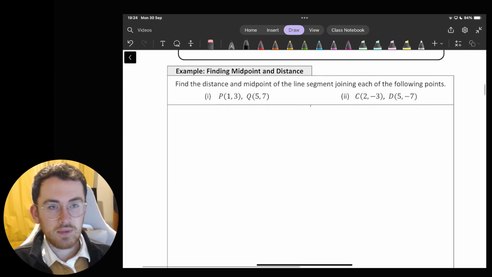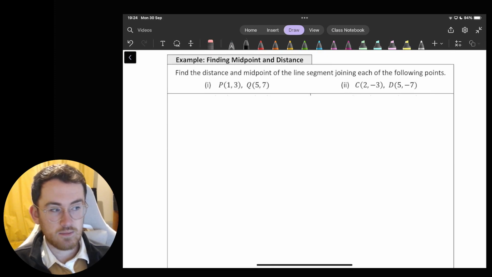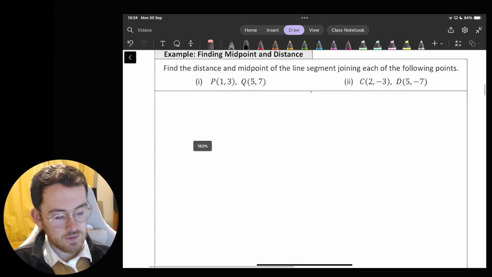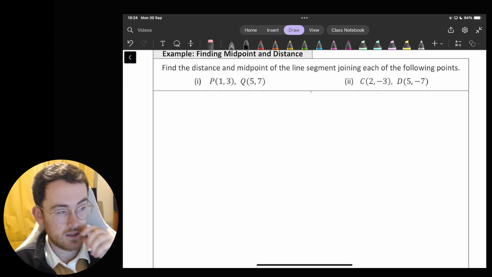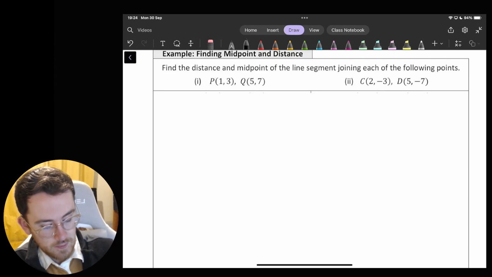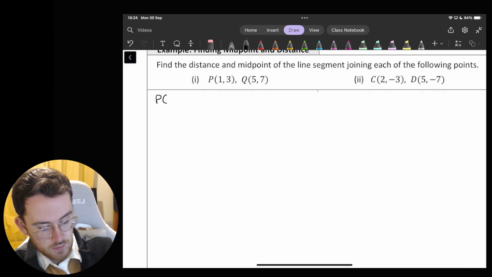So let's see about applying those two formula here to some examples. We're just going to quickly go through these sort of ideas here. So looking at finding the distance and midpoint of the line segment joining each of the following points. So let's look at them each in turn. Let's start maybe by labeling our points here. So if I start with point P, that's the point 1, 3, and Q then is the point 5, 7.